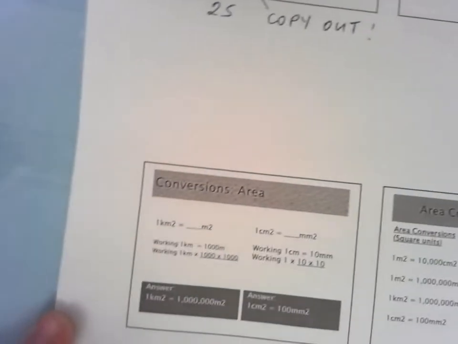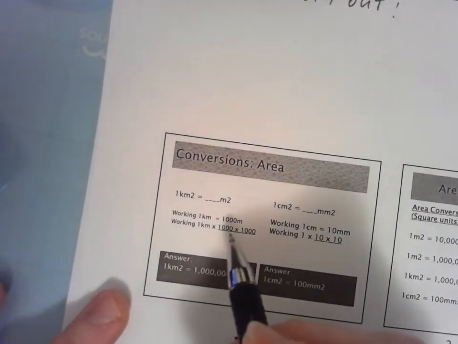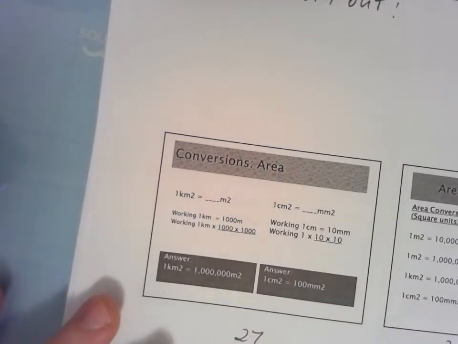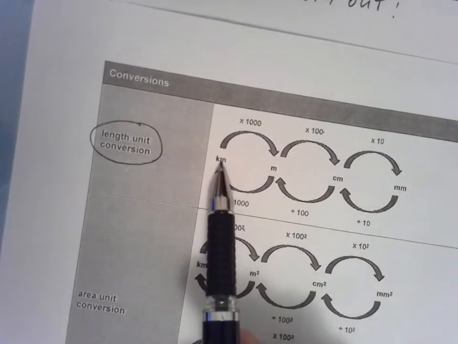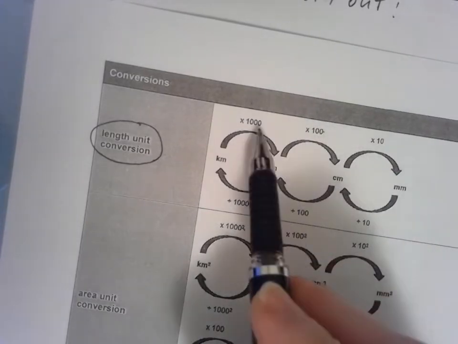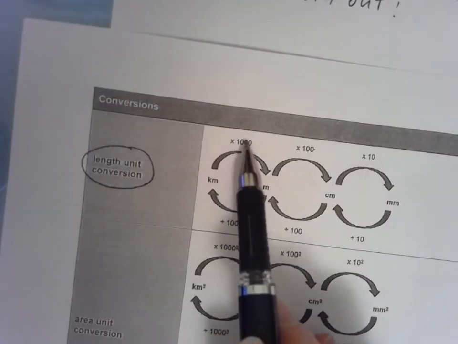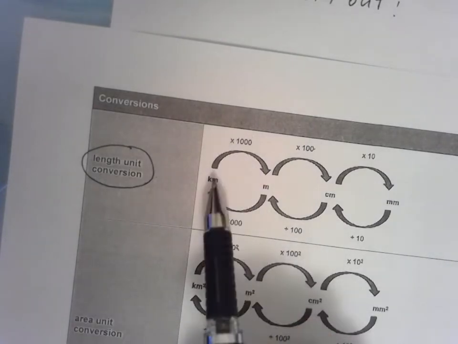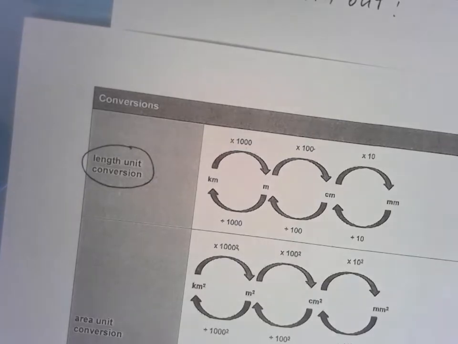Alright, this one is going from kilometers to meters squared. So the first thing you need to do, look on your rule sheet and identify that kilometers to meters, the magic number is 1,000. And yep, kilometers to meters, so I'm multiplying by 1,000.